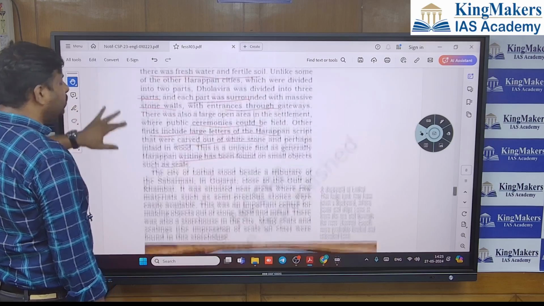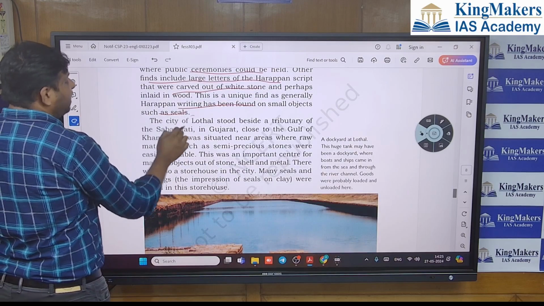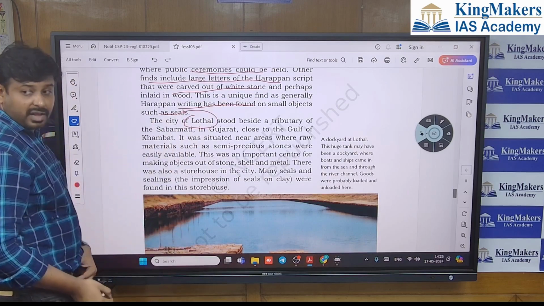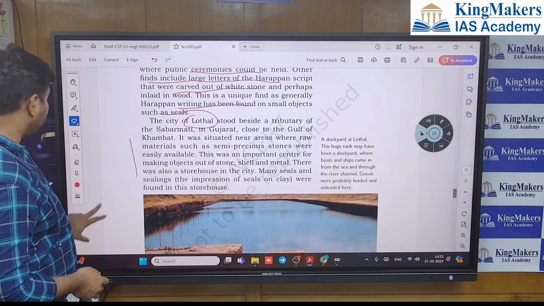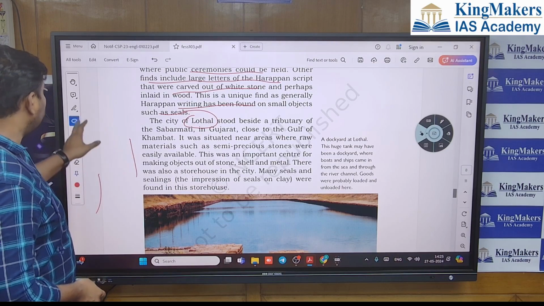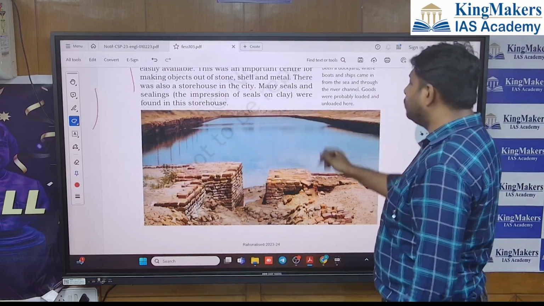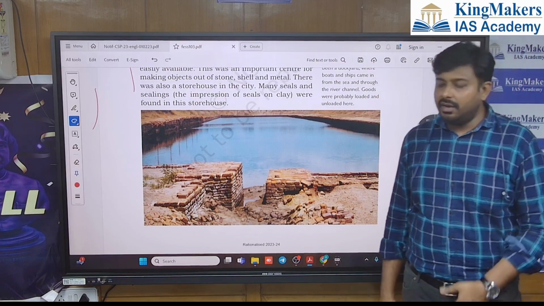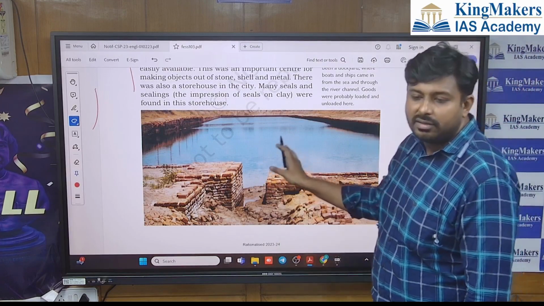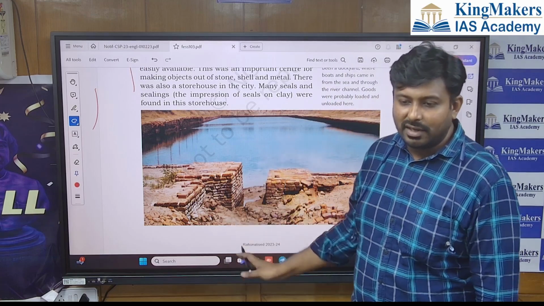Lothal city is in Gujarat. Lothal is known for its dockyard. What is a dockyard? That is the place where ships used to come. If you look at the picture of Lothal, this is where ships used to come. They docked their ships here, and commerce was happening. So the earliest form of shipping was performed in the Harappan city of Lothal, in Gujarat.